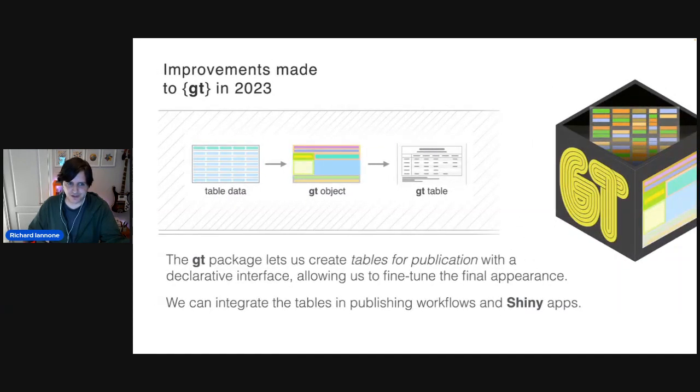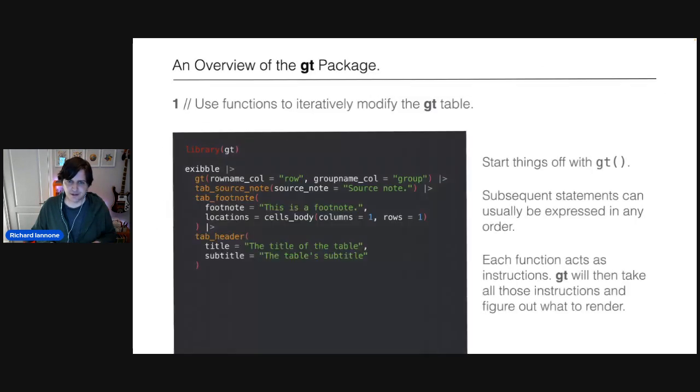If you don't know the GT package, it just lets you create tables for publication with a declarative interface. It allows you to fine tune the appearance of the final table. We can integrate these tables in publishing workflows like R Markdown, Quarto, and you can even use these tables in Shiny apps. Let me just show you a bit about how it works with a small overview.